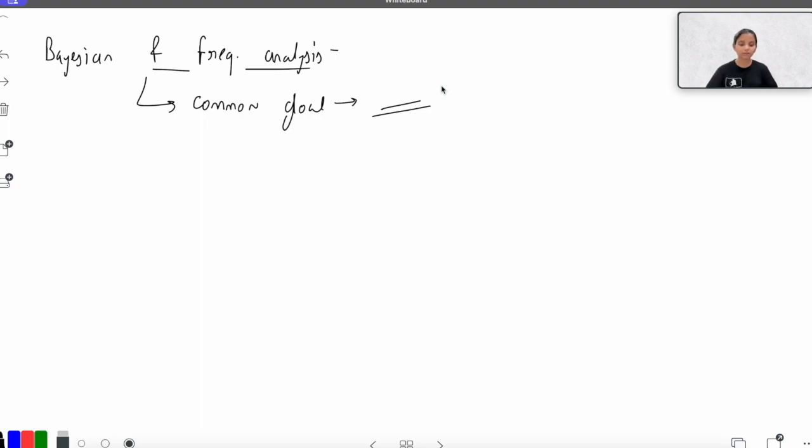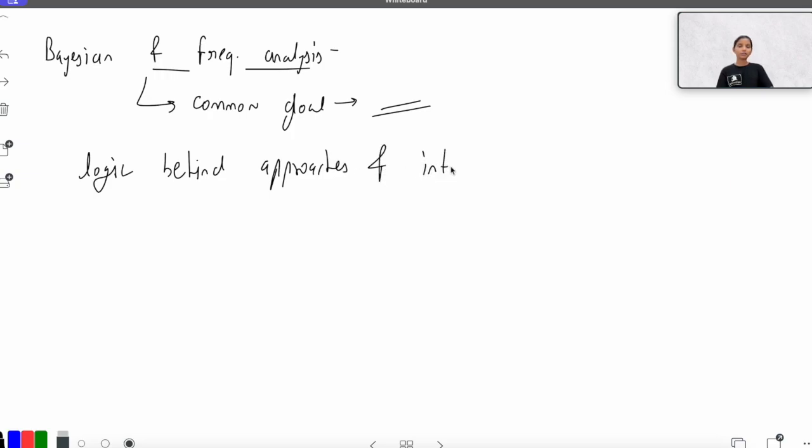But our goal here is not to take sides on whether Bayesian is better or frequentist is better. They both are good. The only thing is to understand the key difference in the logic behind each of their approaches and interpretation. That is very important. Interpretation of Bayesian and frequentist analysis.